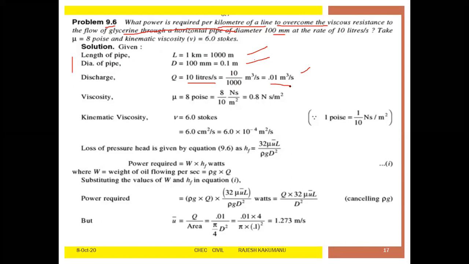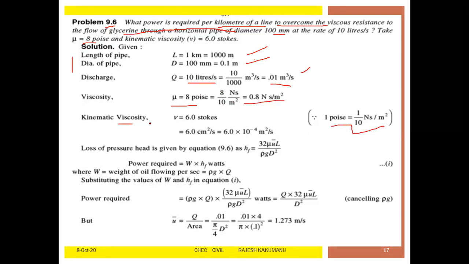Therefore the viscosity mu is given as 8 poise. Convert 8 poise into meter square. 1 poise is equal to 1/10 Newton second per meter square, so converting 8, you are getting 0.8.